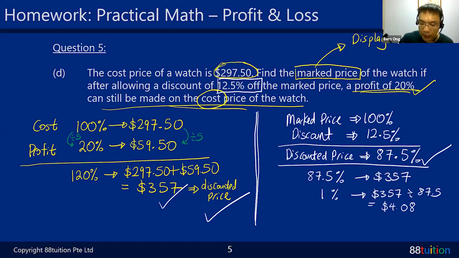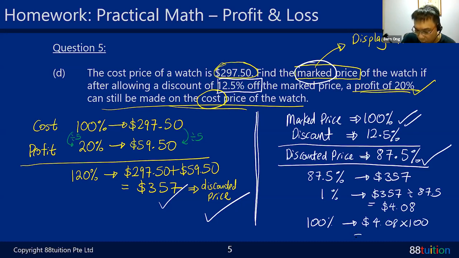The question is looking for the mark price. Mark price is at 100%. So you must take your $4.08 times 100. And therefore, wow, this headphone is expensive. $408. That's your answer.